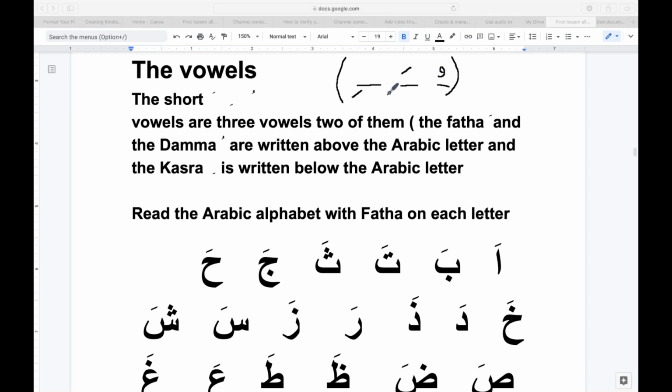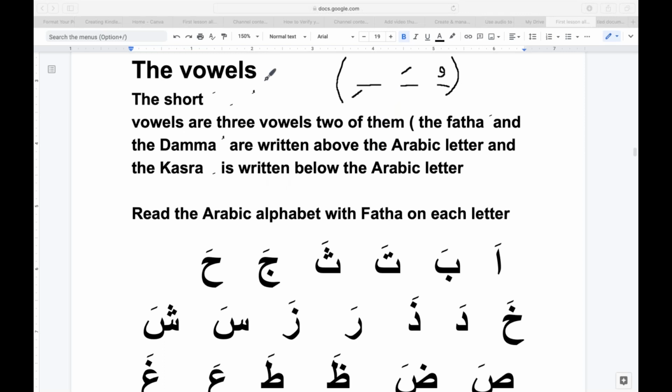It is so important in the Arabic language. It could change the whole meaning of the word according to the vowels. The word could have exactly the same three or four or five consonants, but look at the vowels, because they can make a huge difference in the meaning of the word.